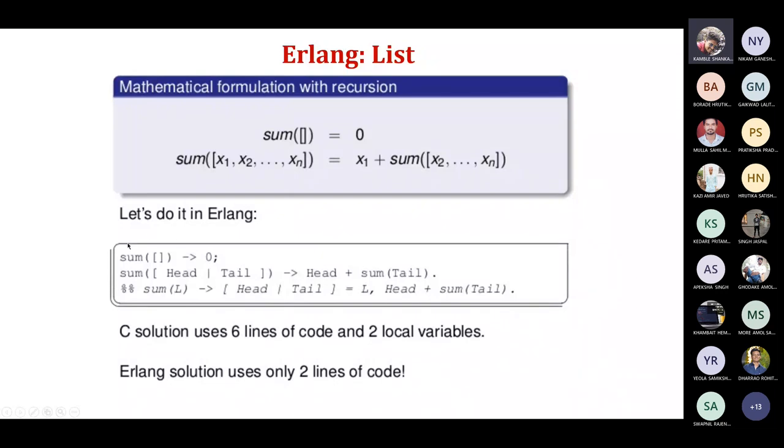So how we do it in Erlang is basically: sum of empty brackets, the empty list, is 0, and now you are going to separate the head and tail. So it will be sum of head and tail, where the head is separated. So this is the head, plus the sum of the tail, the sum of the remaining. That's it. So this is how it will give you the result.